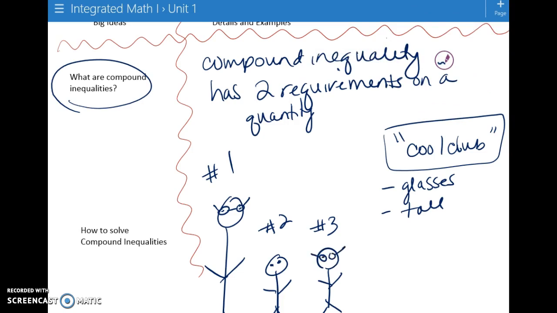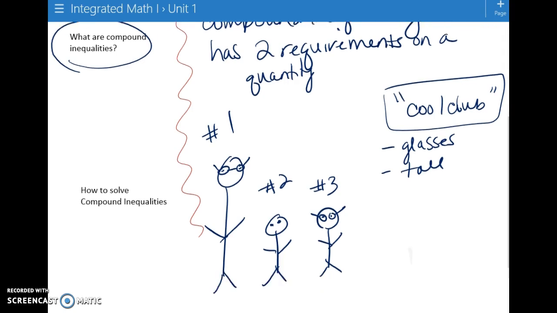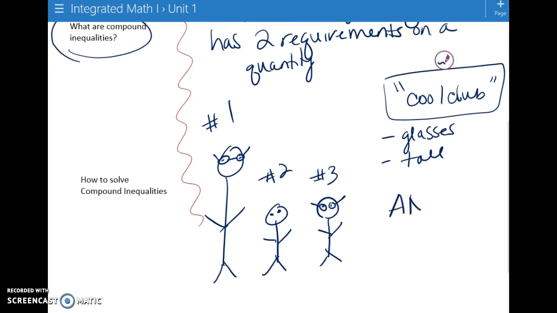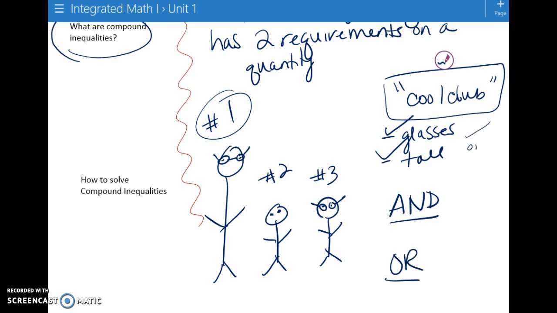Short and with glasses. Okay, so there are two types of compound inequalities. We have and inequalities. An and inequality says you have to wear glasses and be tall to be in the club. So that means only person number 1 would go in there, right? But then you have or inequalities, which say you have to wear glasses or be tall. So that would include candidate number 1 and candidate number 3. So let's keep that in mind.